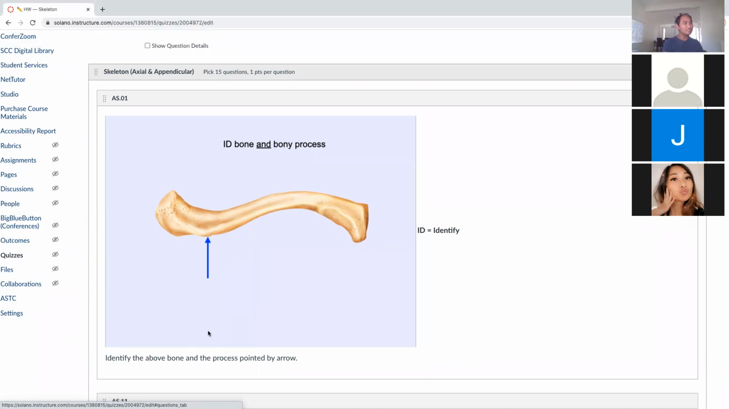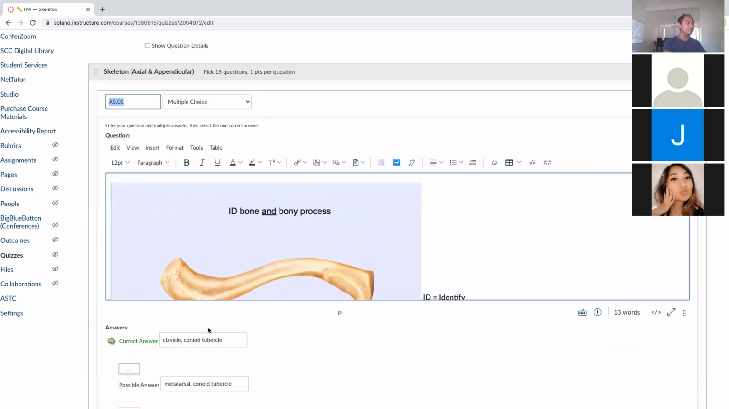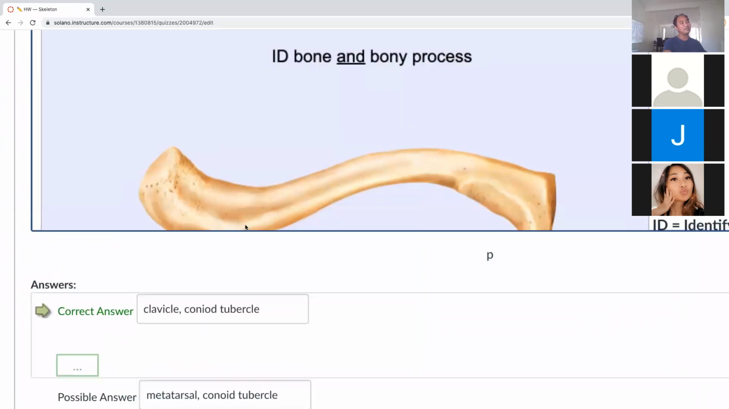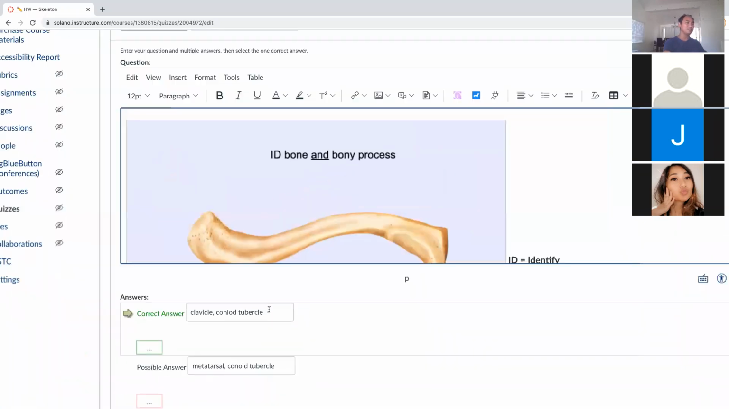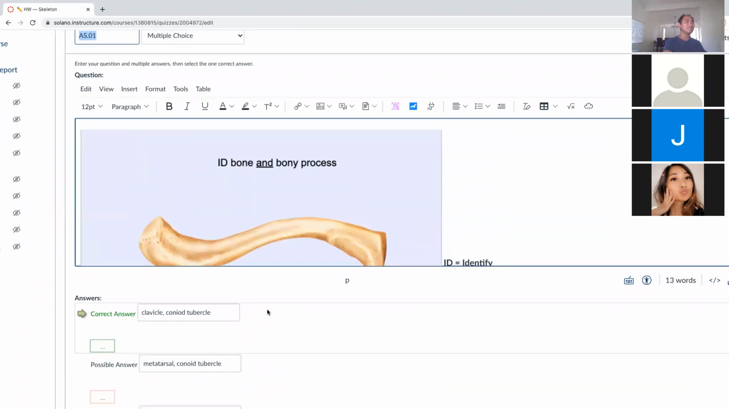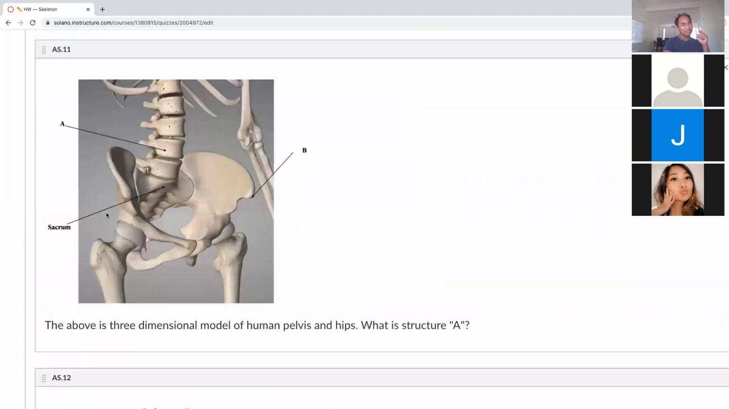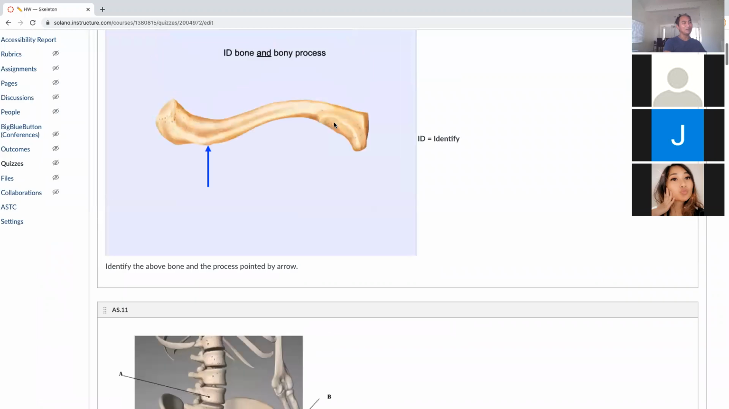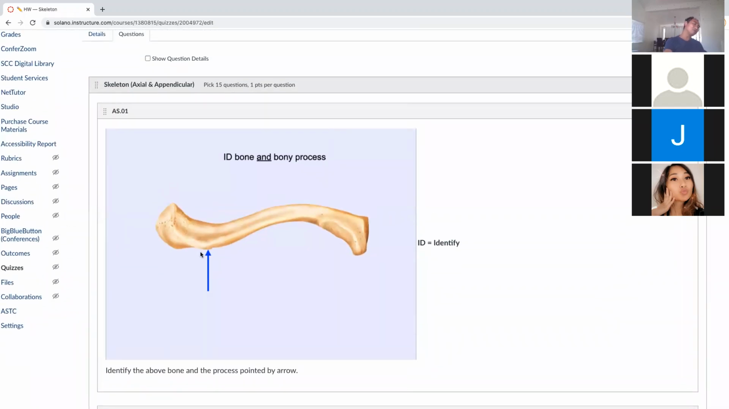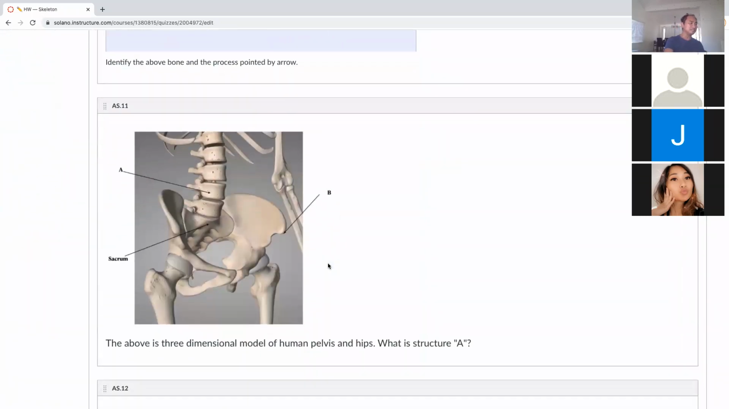And it is asking, identify the bone and the process pointed by the arrow. So this is pretty much detailed. Sometimes we just go pretty deep in. And this little process is called the conoid tubercle. So some instructors will ask a few details about the anatomy on the bone, the conoid process, clavicle. So, hey, this is easy.